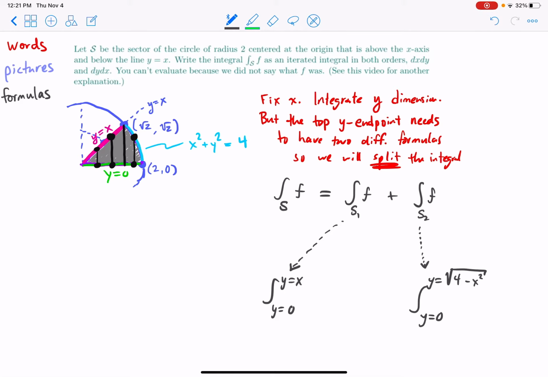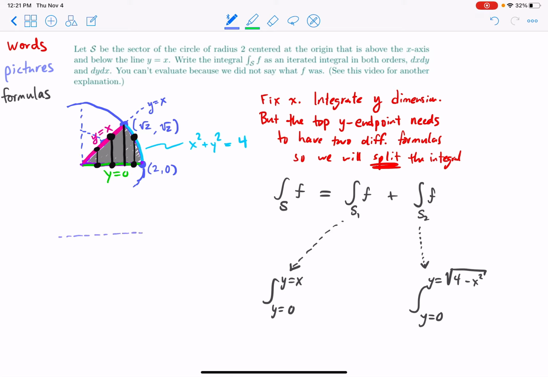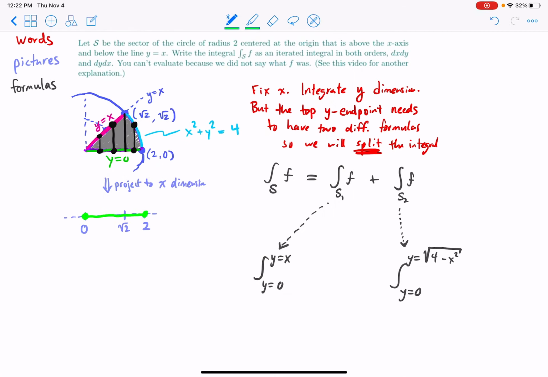Now once we have integrated away the y dimension, the up or down dimension, what we will have is a function just of x. I guess this is root 2, and this is 2. I'm sort of just projecting. Project to the x dimension alone. And so in my picture, my green line is staying here, and this is where x is going to vary.